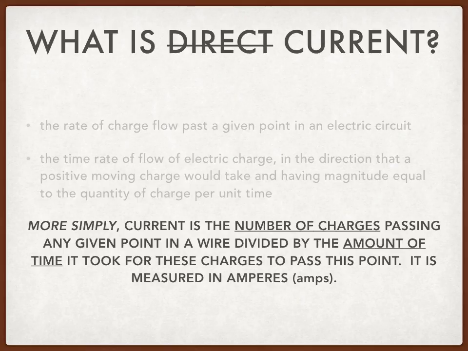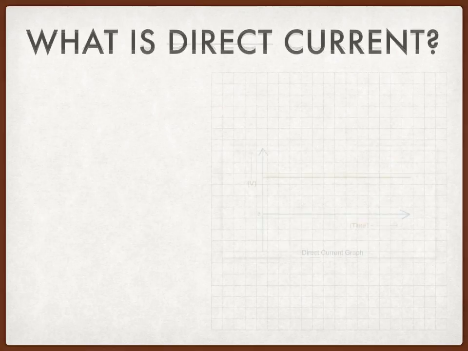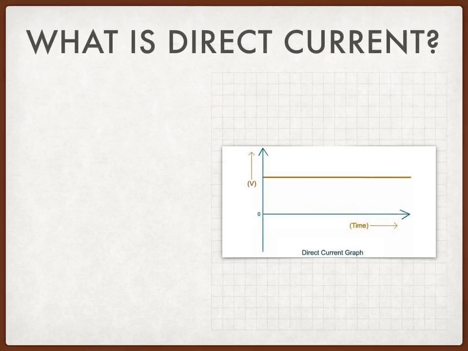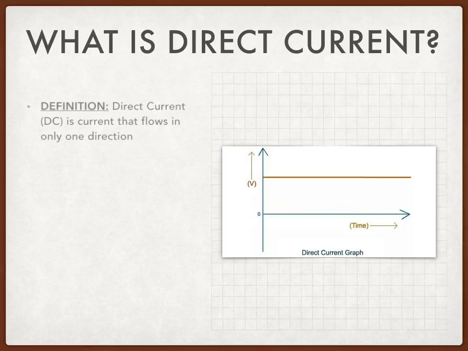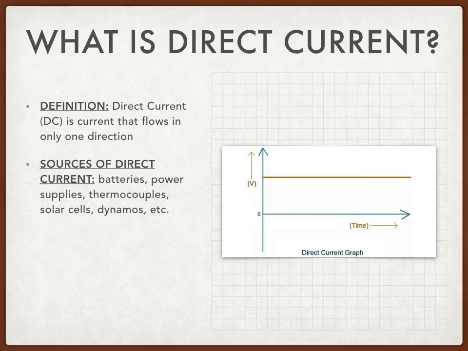Now that we know this, we can go back to asking what direct current is. The definition of direct current is actually rather simple and easy to understand. Direct current is simply current that flows in only one direction. So what are some sources of direct current? Well, direct current comes from batteries, power supplies, thermocouples, solar cells, dynamos, and more.